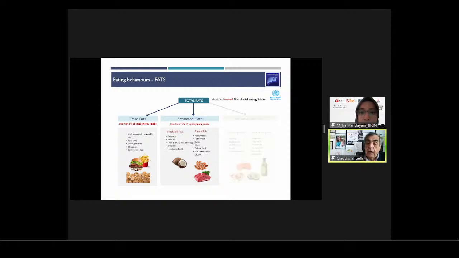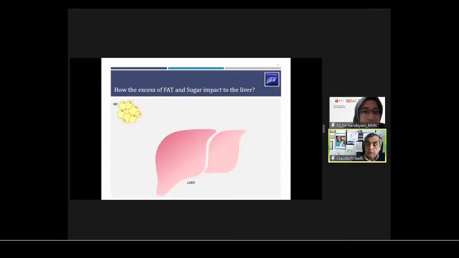And we have then the unsaturated fat, which are the real good fat, that should be much higher than 90% of the total fat in intake we have every day. And this is important to prevent additional damage.